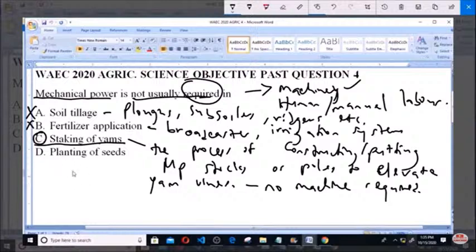Now, for option D, planting of seeds, you have the planter, which is used for that purpose, so it is not the answer. So as we have established, option C is the correct answer to this question.